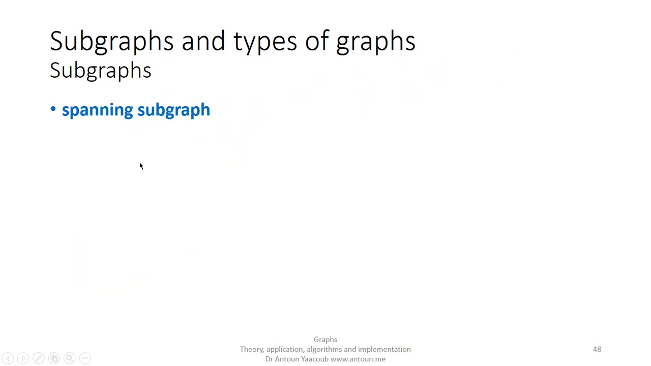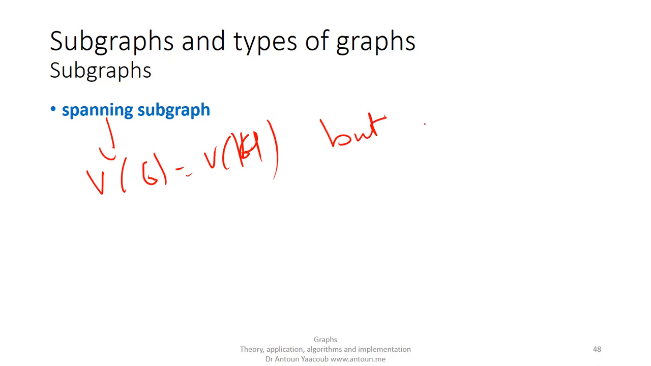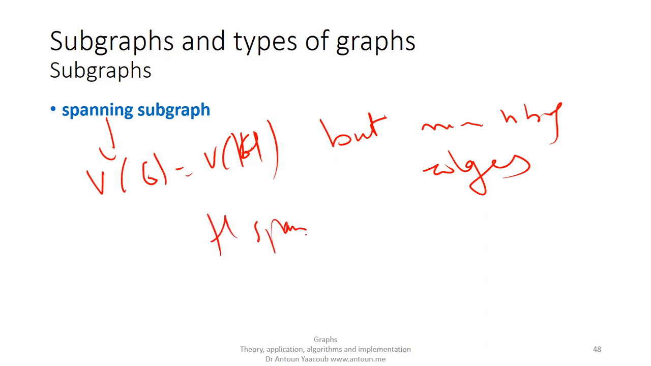So spanning is not the same as induced. Spanning means the set of vertices of G is equal to the set of vertices of H. It means that I have kept all the vertices, but with a minimum number of edges. So I will repeat. A subgraph H of graph G is called a spanning subgraph if the sets of vertices are equal. So we say that H spans G. We'll see later on, we have a course related to minimum spanning trees.